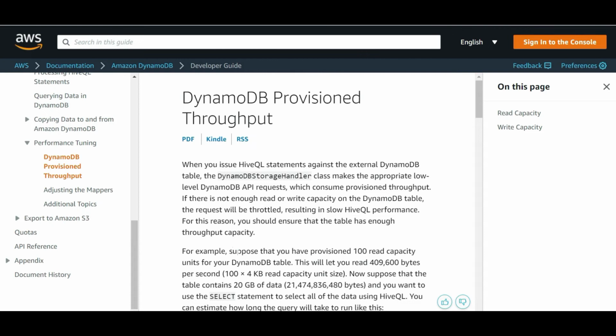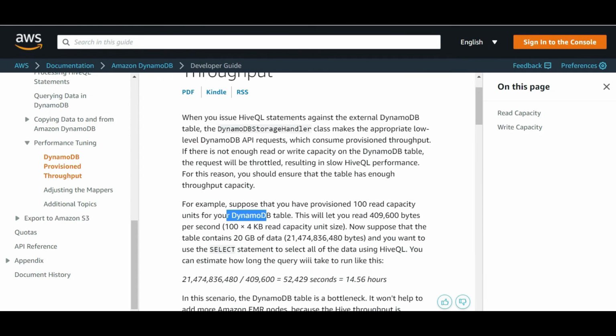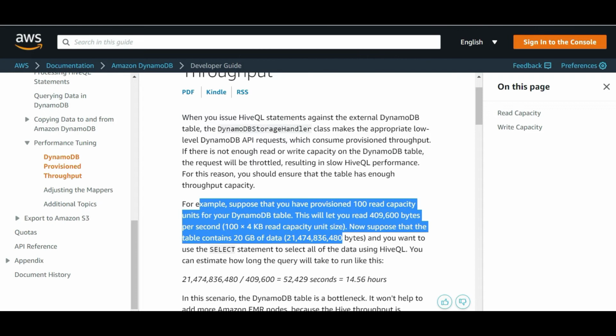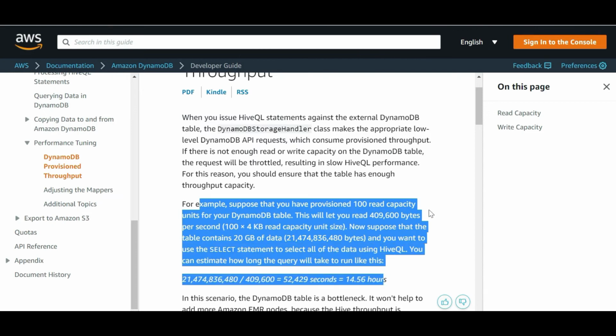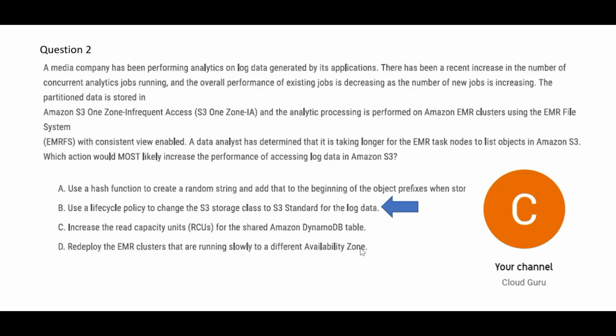So you see here it says, for example, suppose that you have provisioned 100 read capacity units for the DynamoDB table. This is just giving an example. You may read it in your free time, by pausing this video, but we got our answer. So we will also look at option B.